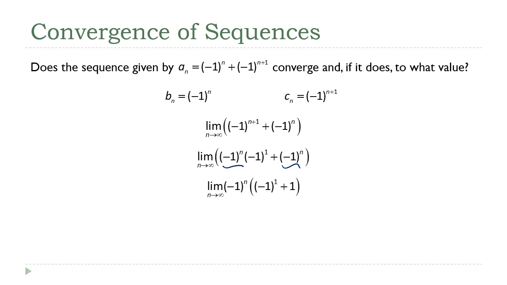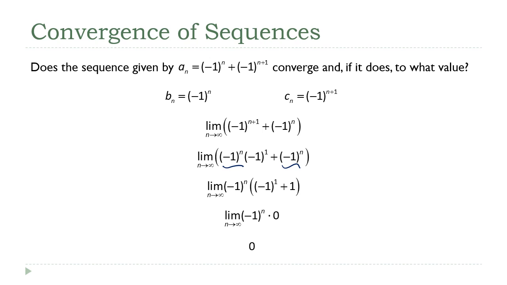The limit stays the same. We've got the negative 1 to the n out front, and now look at what's left inside the parentheses. We have negative 1 to the first, which is just negative 1, plus 1. Well, that's 0. So this is the limit of negative 1 to the n power times 0, which is just 0. And as we saw earlier in the lecture, the limit of a constant is a constant. So it turns out that not only does this sequence converge, it converges to 0.